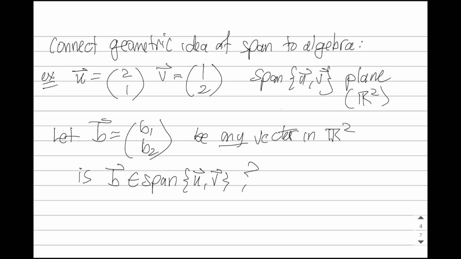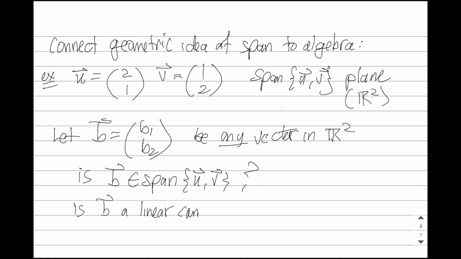We're now going to connect the geometric idea of span to the algebraic idea of solving a system. In the previous video, we talked about these two vectors u and v as an example, and they were different enough that their span was a plane. So I'm going to give you any arbitrary vector in R2. I'm going to call it B, and it has arbitrary components B1, B2. The question we want to ask is, is that vector in the span of u and v?